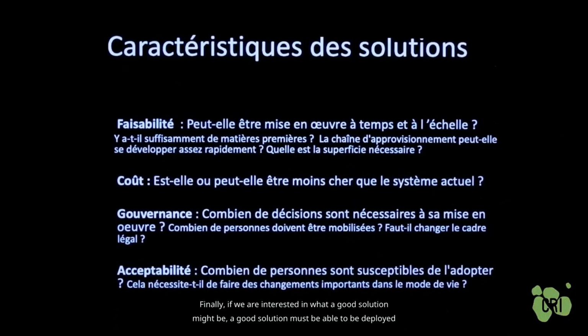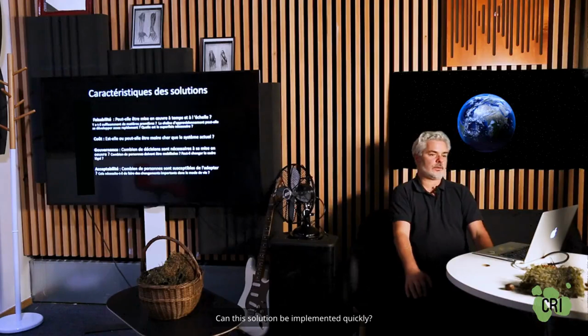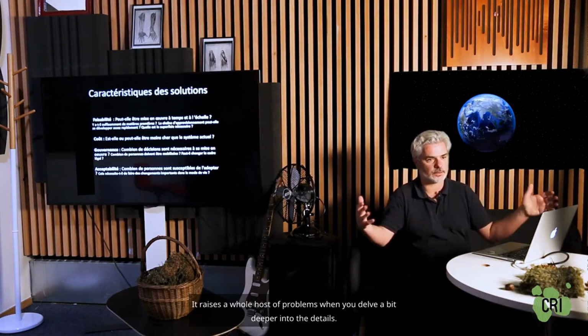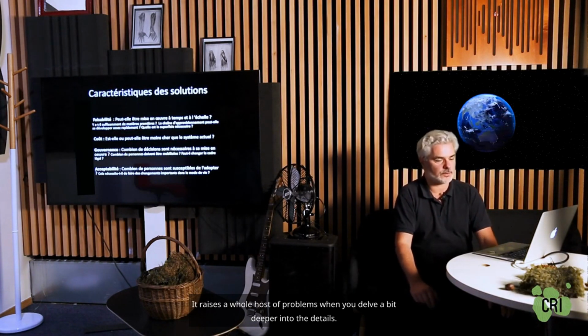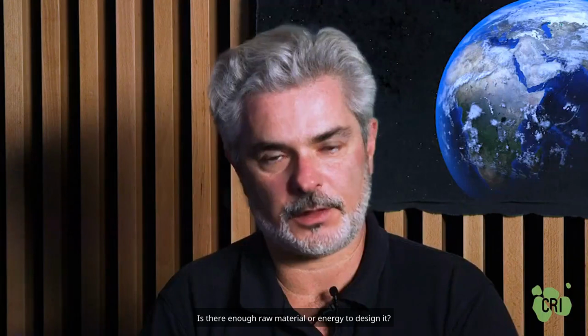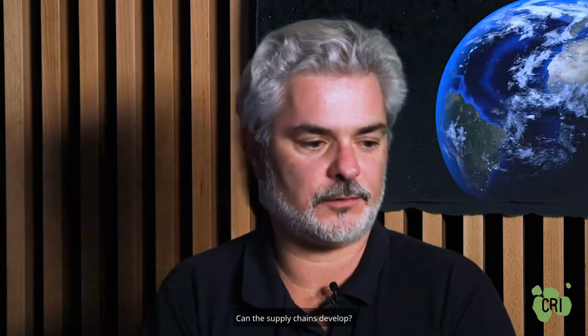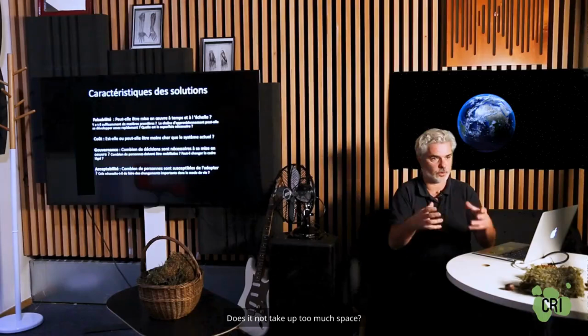Finally, if we are interested in what a good solution might be, a good solution must be able to be deployed quickly and easily. And for that, it must meet a certain number of criteria. I have listed 4 here, but there are obviously many more. The first one is feasibility. Can this solution be implemented quickly? Can it be implemented quickly on a large scale? It raises a whole host of problems when you delve a bit deeper into the details. Is there enough raw material or energy to design it? Can the supply chains develop? Does it not take up too much space?